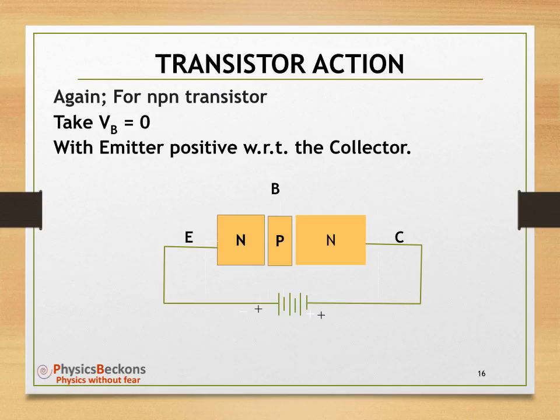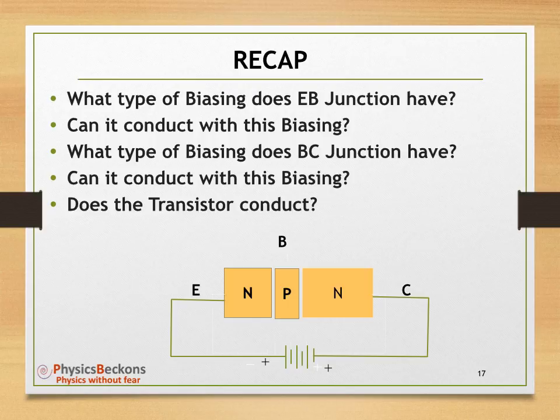Again, for the same NPN transistor, take base potential 0 but make emitter positive with respect to the collector, as you can see in the diagram. And we have the same 4 questions to answer. Let's go to the next part of the slideshow. Here, the biasing to the emitter base junction.